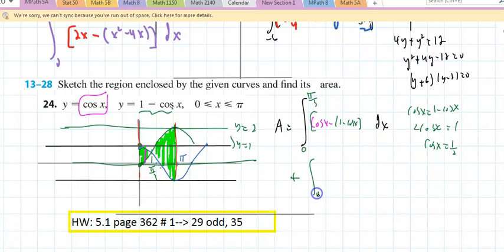Plus, I'm going to run from pi over 3 all the way to pi, and here I could see that the top now is 1 minus the cosine of x, minus the base happen to be the cosine of x dx. And that's how it works. All right, and you could integrate those, and that's the answer, and there's the homework.